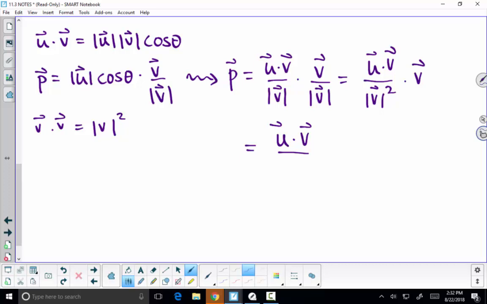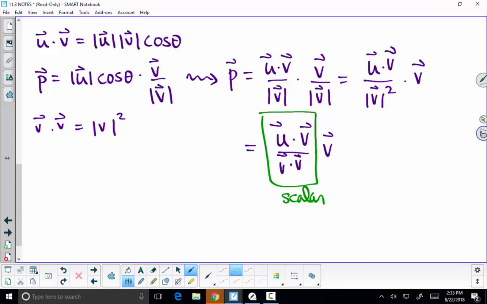Length of v squared is v dot v times v. That is going to be our component method for finding the projection vector. U dot v, scalar. V dot v, scalar. V, vector. So this is the scalar times v. Now that's not a unit vector because I pulled that length of v over here, so that's no longer a unit vector, but it doesn't matter. So that's going to be our way to get our projection vector. So let's try it.